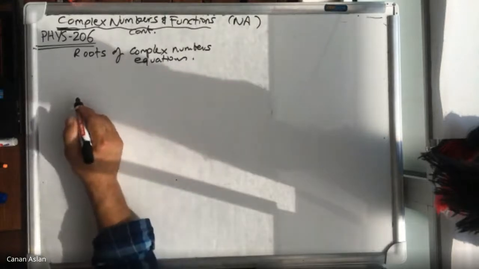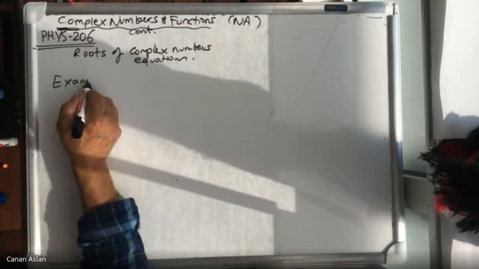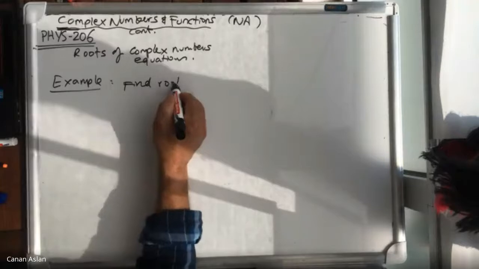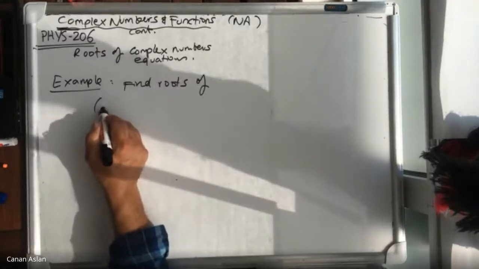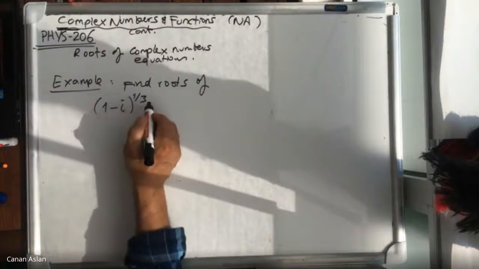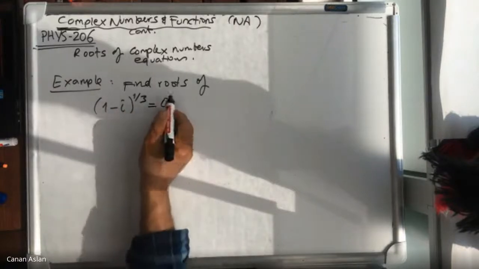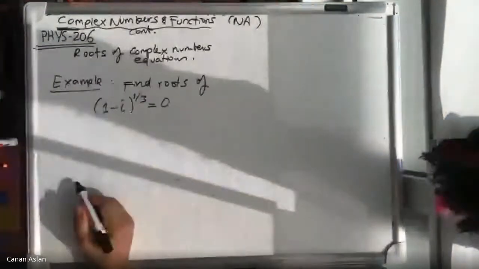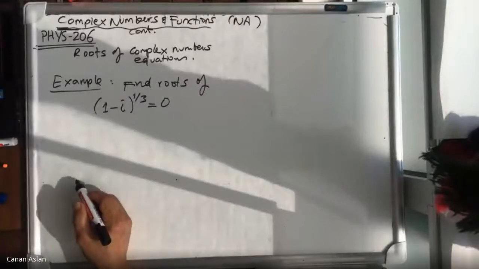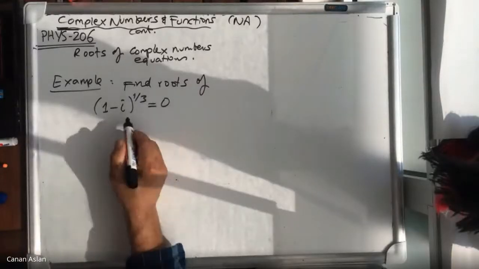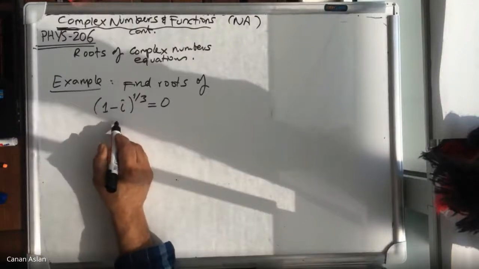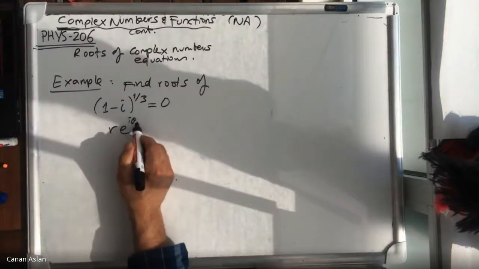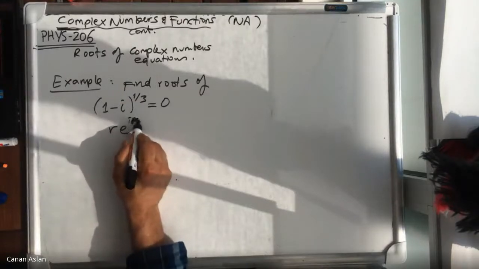Okay, so the first example that I would like to solve is this. Find roots of (1 minus i) to the power of 1/3. So, in other words, what z values make this 0? Okay? So, we would like to now find out, we have to write this as r times e to the i theta, or i some function here, right?